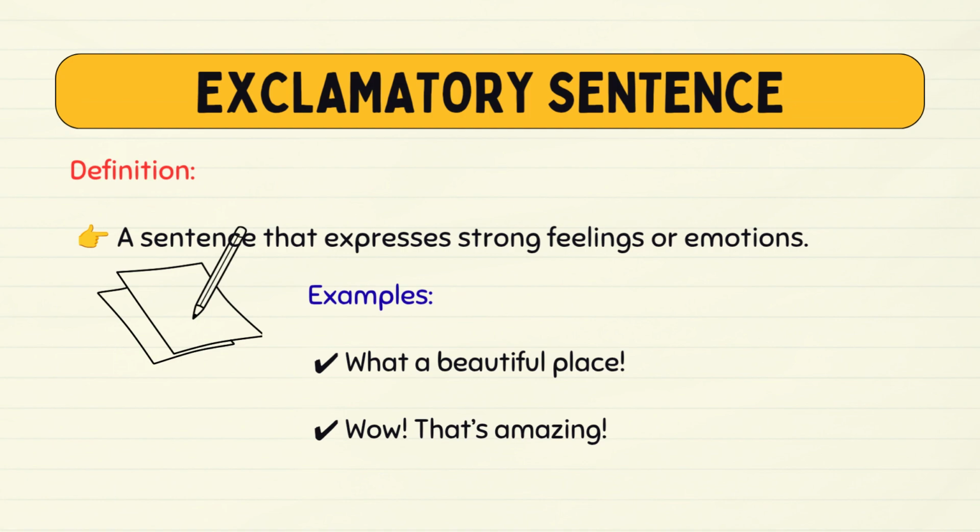Exclamatory sentence. An exclamatory sentence expresses strong feelings or emotions. For example, what a beautiful place. Wow, that's amazing. These sentences show excitement or surprise.